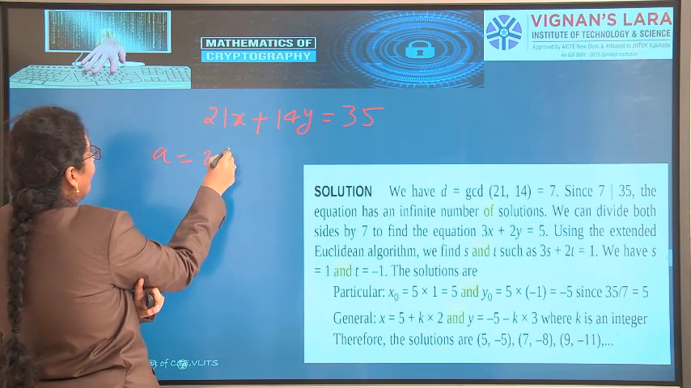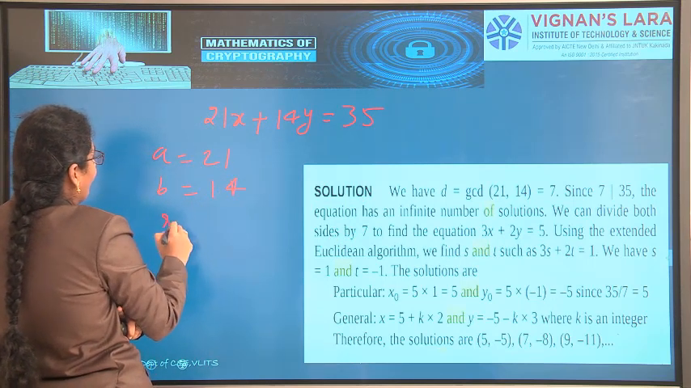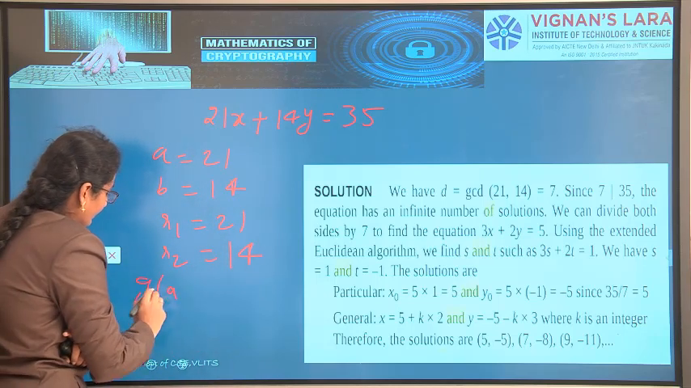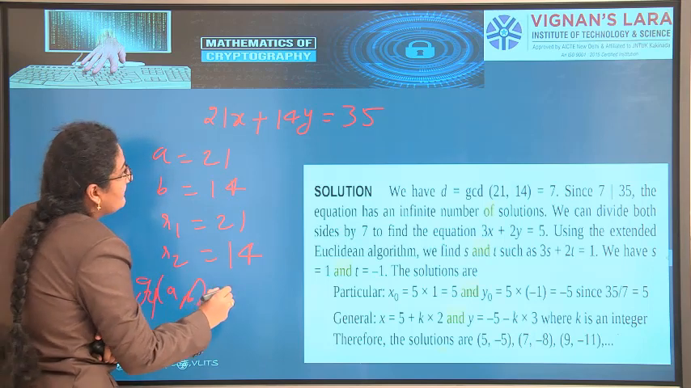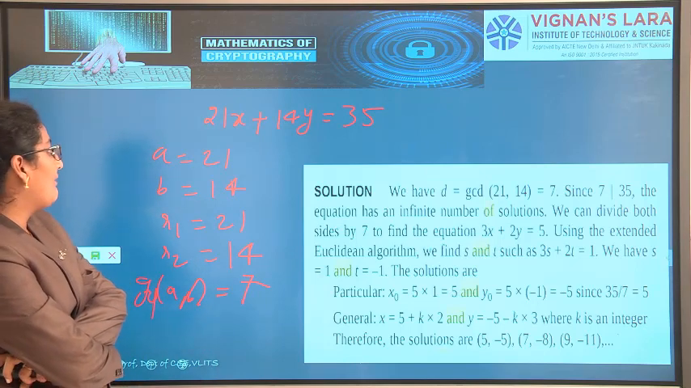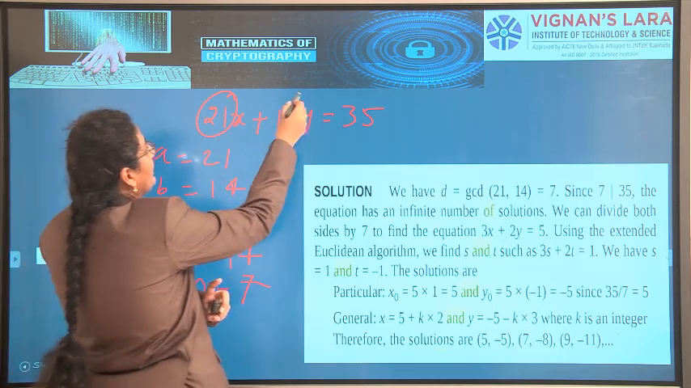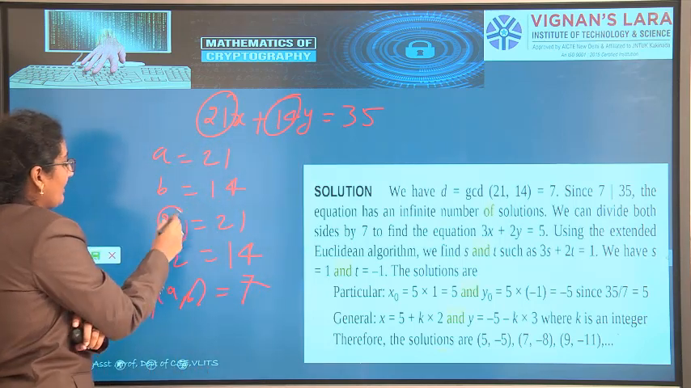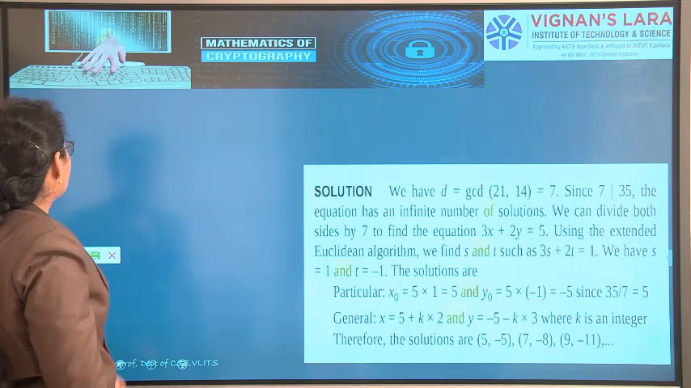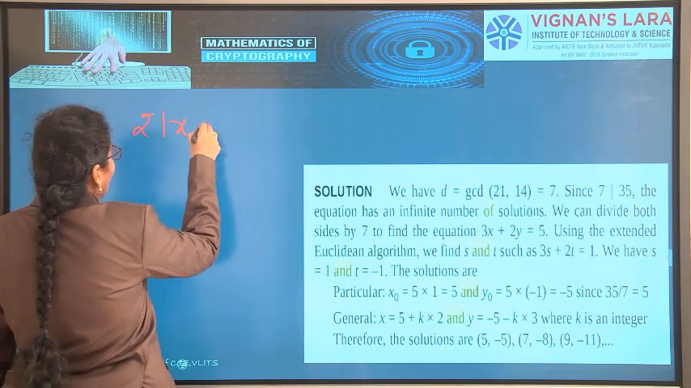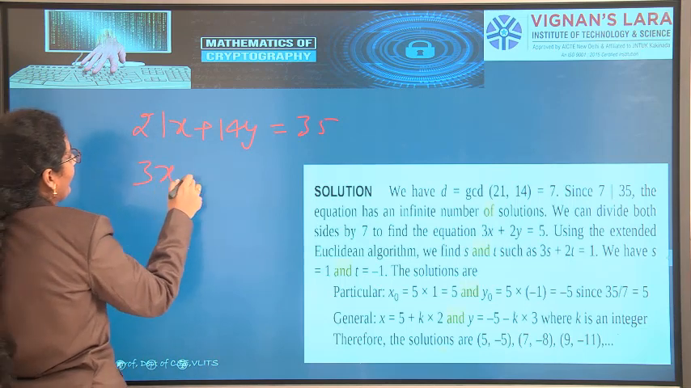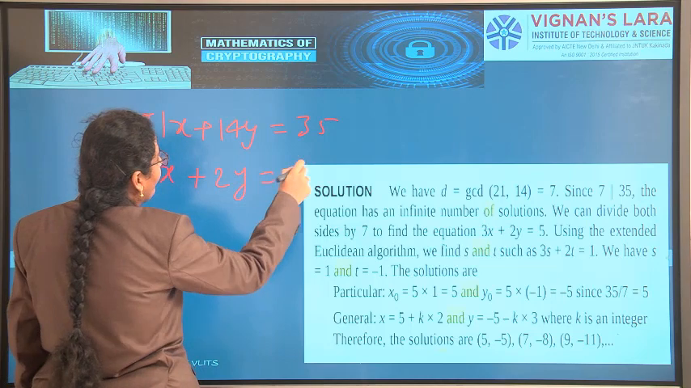So a equal to 21, b equal to 14. R1 equal to 21, R2 equal to 14. So the GCD of a comma b will be 7. By solving this, the GCD will be 7. So why is the GCD 7? In 21x plus 14y equal to 35, 7 threes are 21, 7 twos are 14, 7 fives are 35.